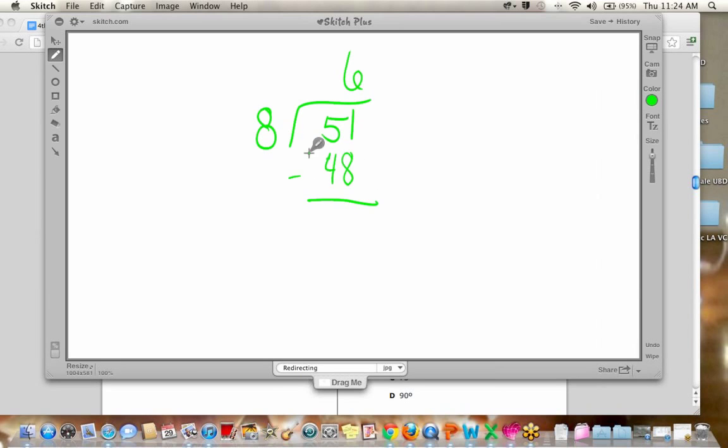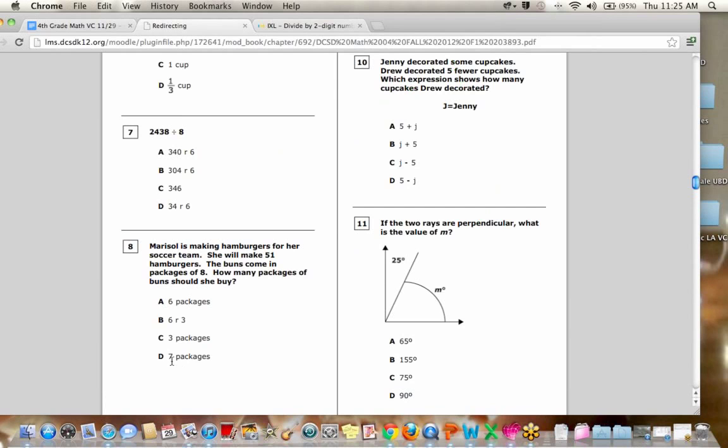Now I'll subtract. 11 minus 8, anybody? 3. 3. So 6 remainder 3. I know that 6 packages isn't going to be enough because I'm still going to have 3 hamburgers that don't have buns. So how many packages do I need? What do you think, Tyler? 7. Yes, I need 7 packages because these 3 hamburgers would be bunless and that would be sad.